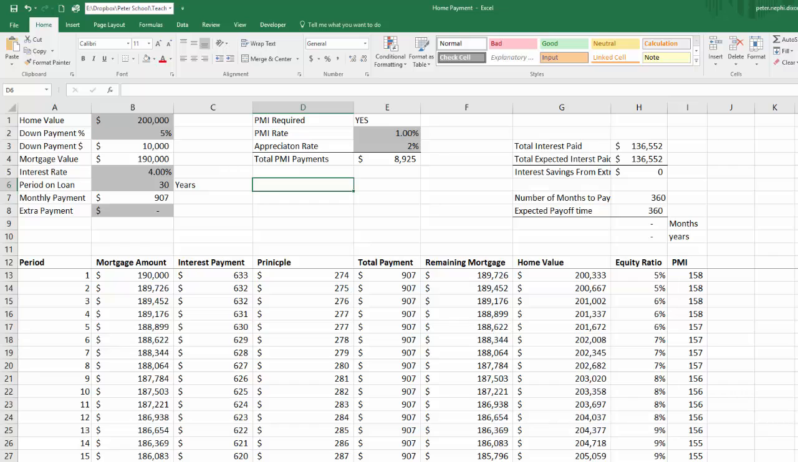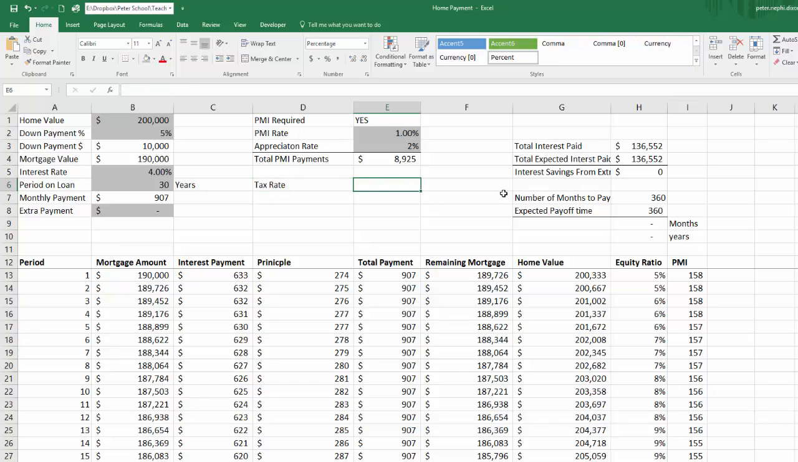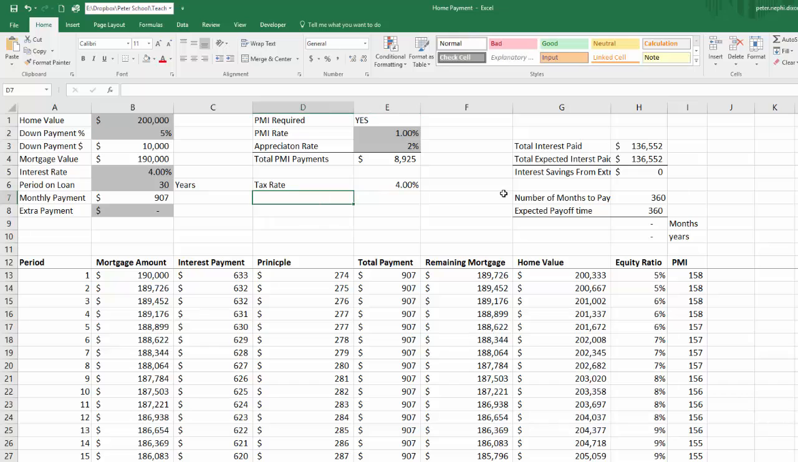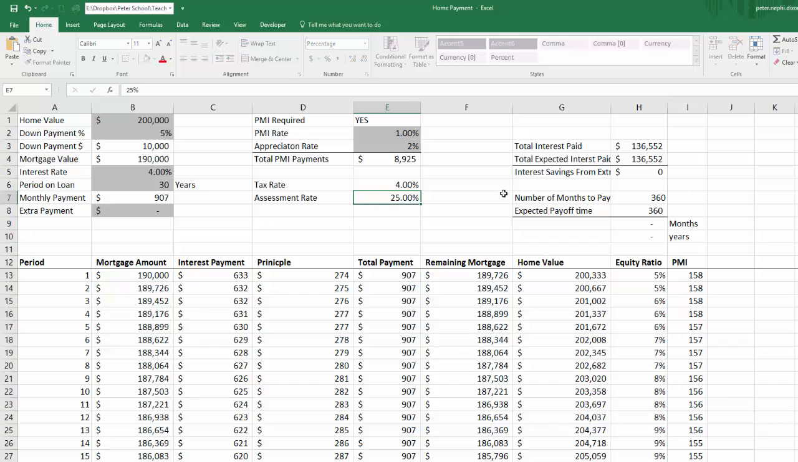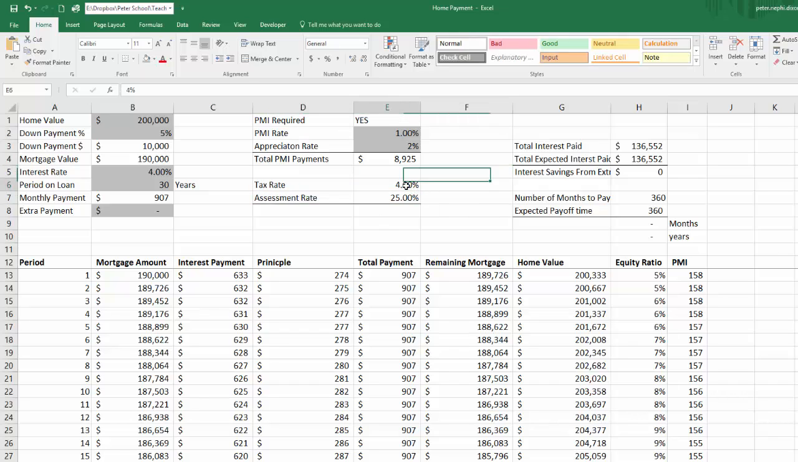And for taxes, lots of different localities do taxes in a lot of different ways. The way we're going to do it is one common way that municipalities will do taxes. They'll have a tax rate of maybe 4%, and then they'll have an assessment rate of maybe 25%. So what this means is that they will take the value of your home and multiply it by 25%.